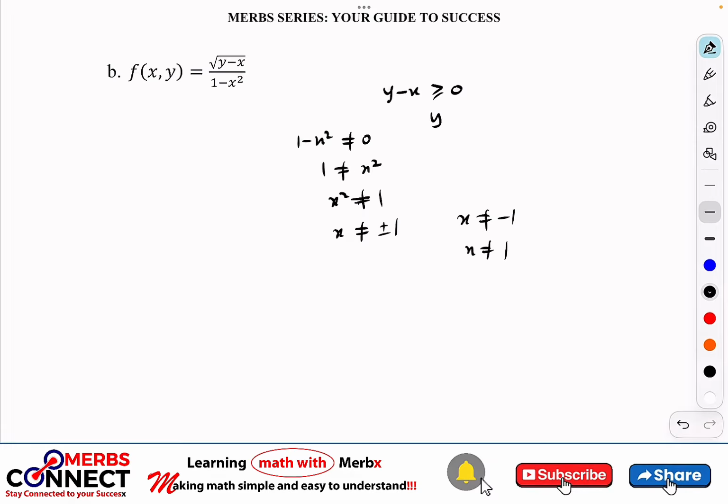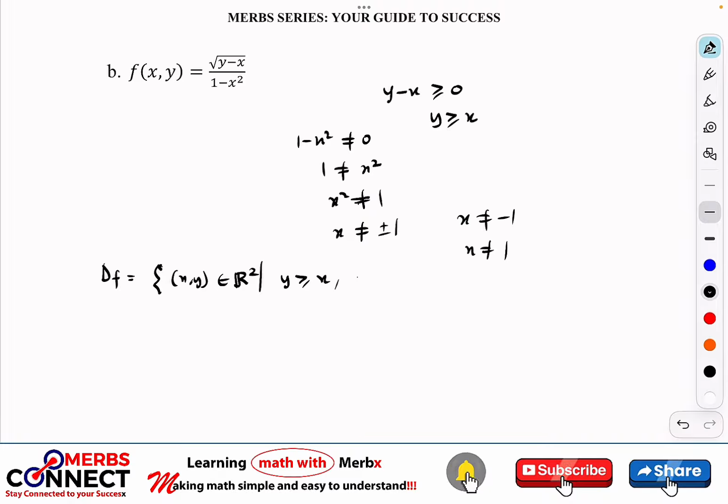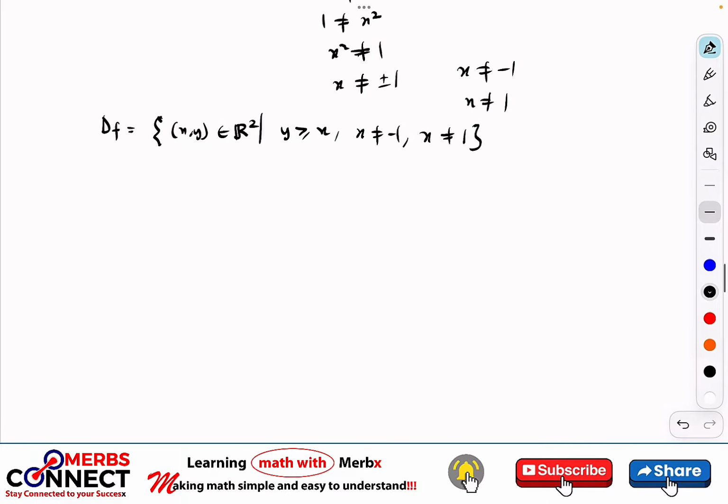We can write it as y is greater than or equal to x. So our domain is going to be x, y belonging to R2, given that y is greater than or equal to x, x is never minus 1, x is never 1, to make sure that our function is indeed defined. Now let's see if we can sketch this. So when we want to sketch, we can set y equal to x, x equal to minus 1, and x equal to 1.